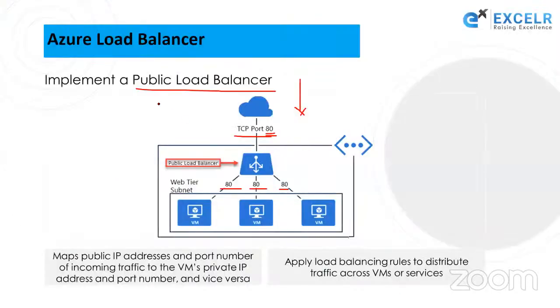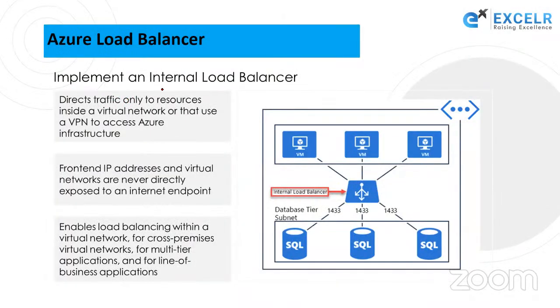So fine. We are going to create a public load balancer, which will have a public IP address, and that's why we will be able to reach it from the public IP address and use it. Then we can also implement an internal load balancer, which will direct traffic to the resources which are part of your virtual network, or anybody who's trying to access that particular resource by using the VPN, or which is part of the complete Azure infrastructure.